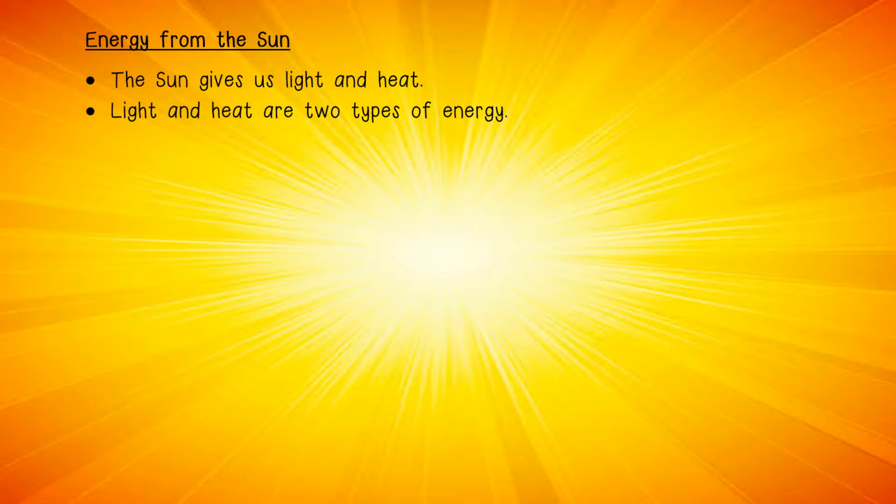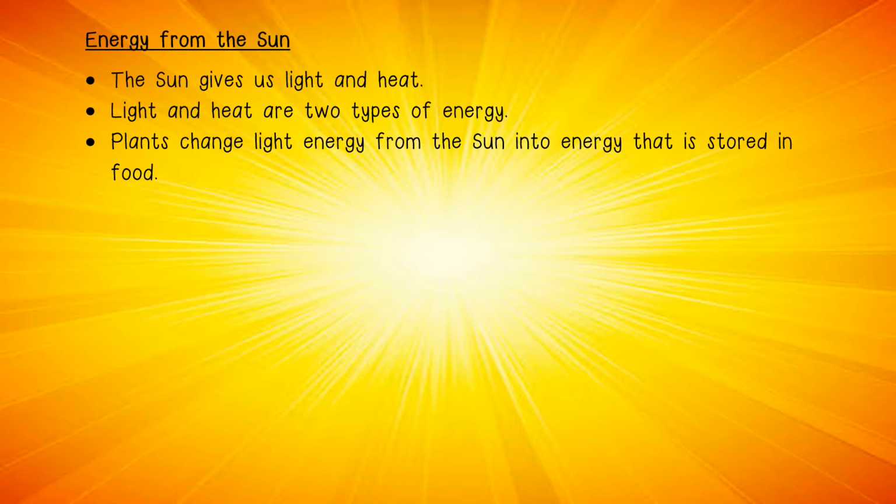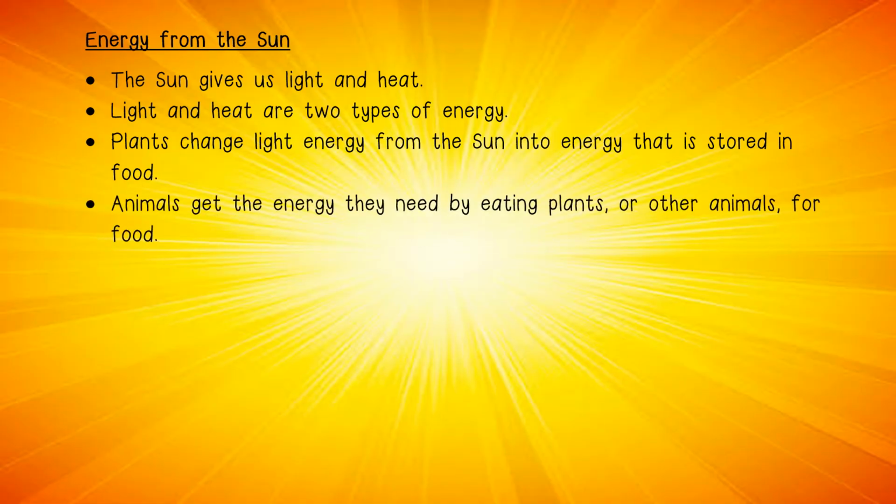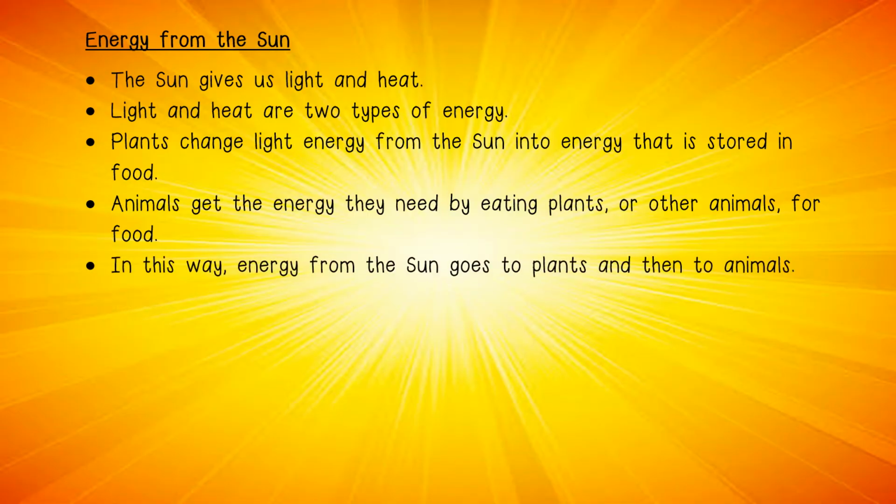So our topic for today is energy from the sun. The sun gives us light and heat. Light and heat are two types of energy. Plants change light energy from the sun into energy that is stored in food. Animals get the energy they need by eating plants or other animals for food. In this way, energy from the sun goes to plants and then to animals.